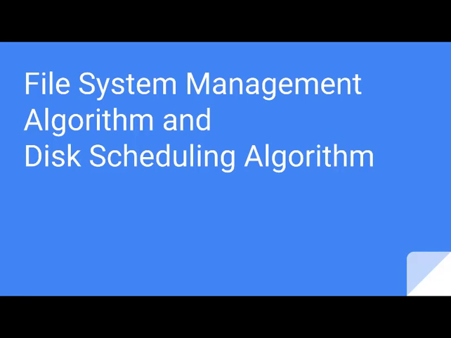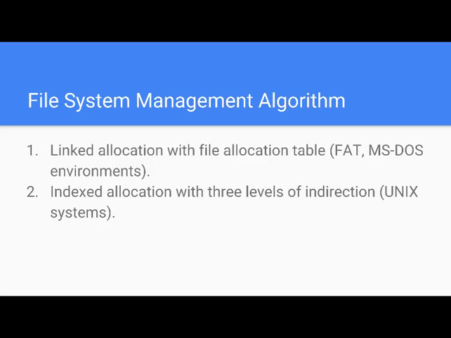File system management algorithm and disk scheduling algorithm. File system management algorithm: 1. Linked allocation with file allocation table, FAT, in MS-DOS environments. 2. Indexed allocation with 3 levels of indirection, in Unix systems.